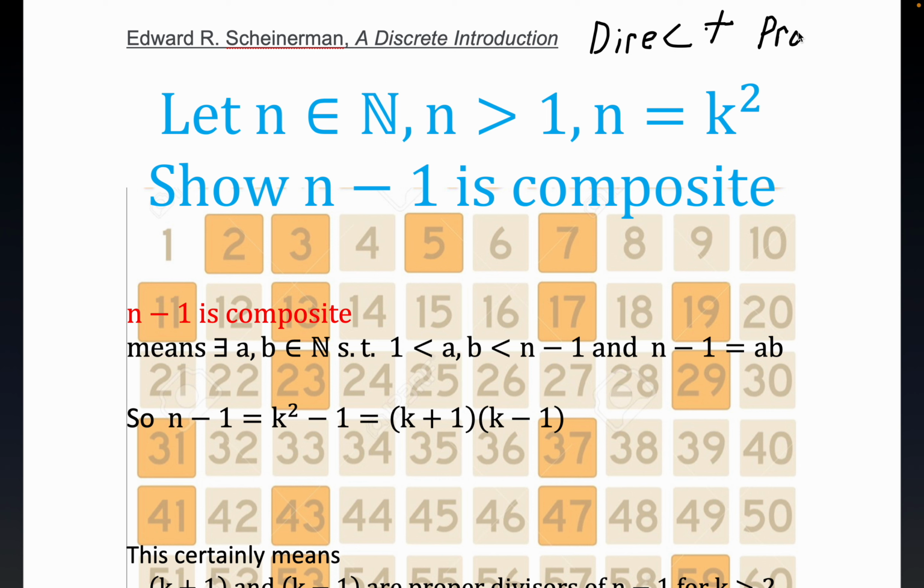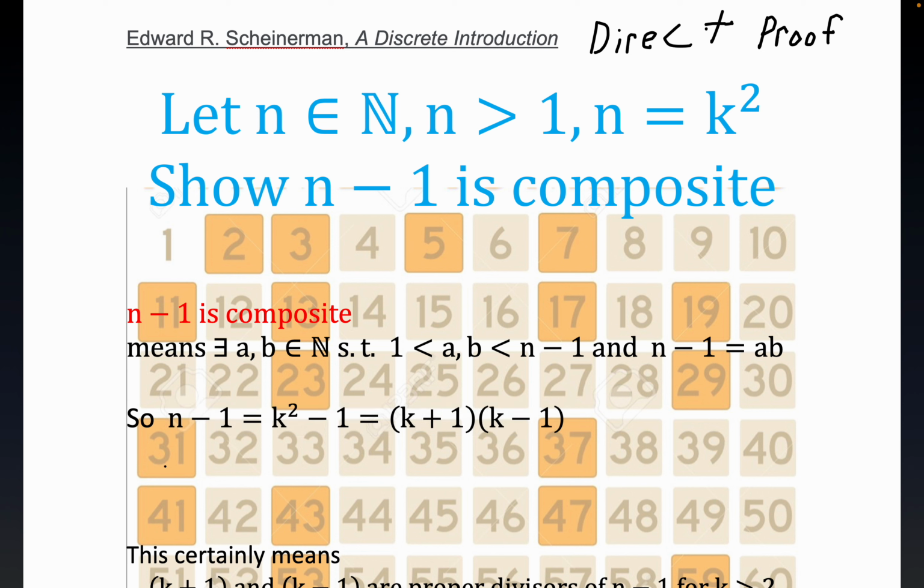what it means for something to be composite? And I should also stipulate that k, of course, is a natural number. n is a natural number, k is a natural number. We're supposed to show that a number squared minus 1 is composite. Now, there is a slight problem.